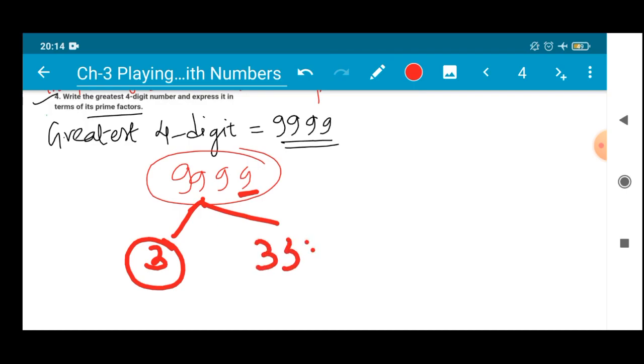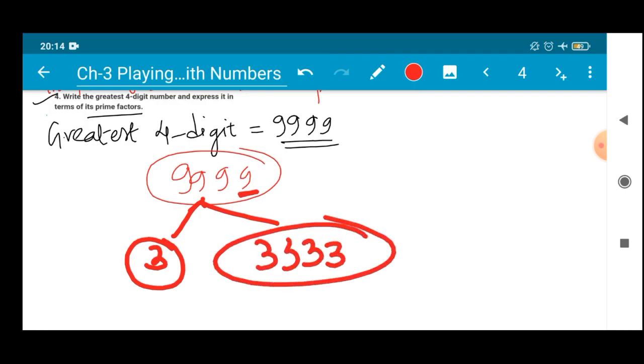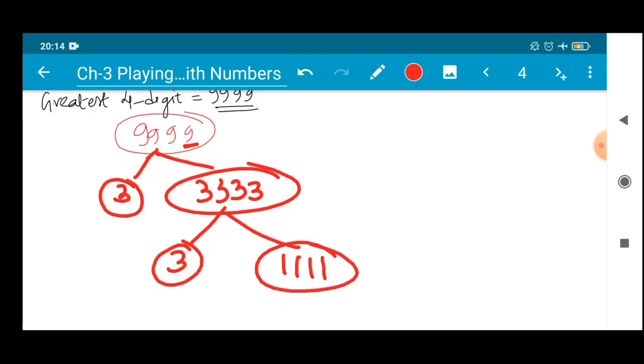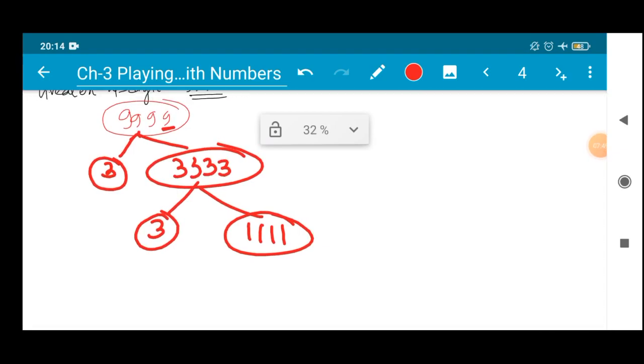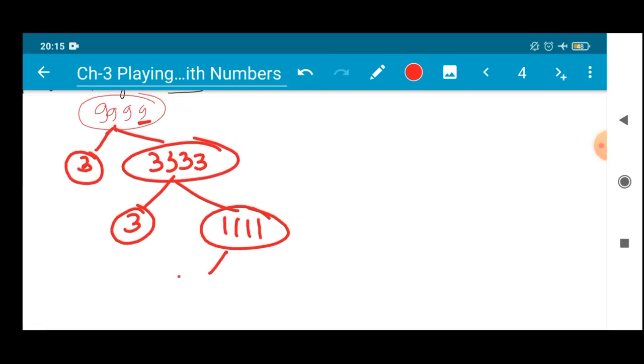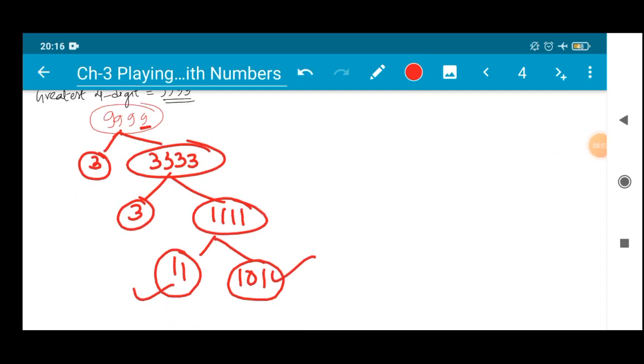So 9999 is 3 into 3333. Again this cannot be divided by 2, because the unit digit 3 is odd, so it will again be divided by 3 only. 3 into 1111. Now one more thing we can do, we can break 1111 as 11 into 101. Both are prime numbers, so the composite number 9999 is now converted into prime factors.